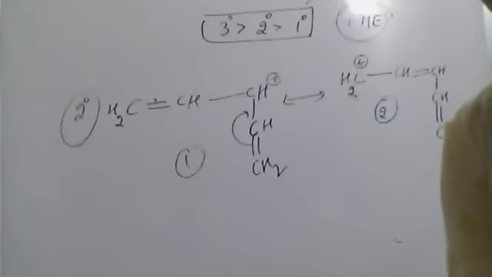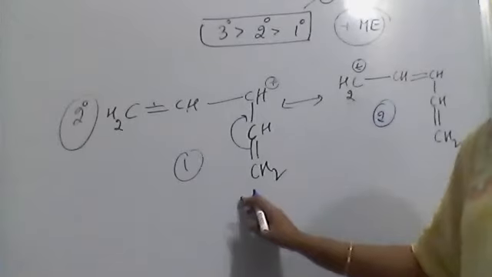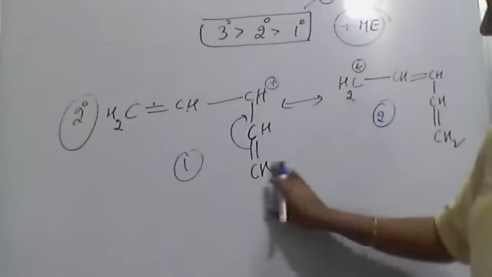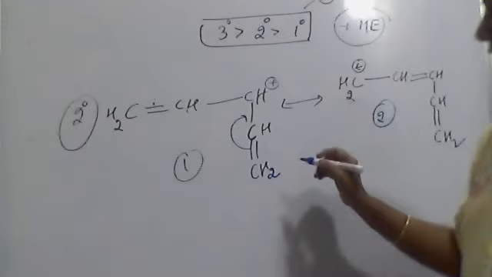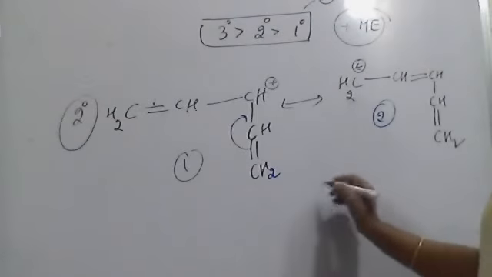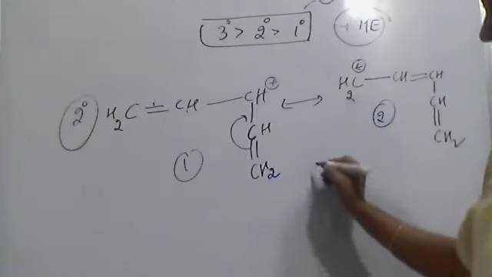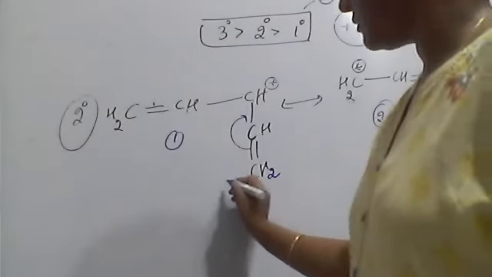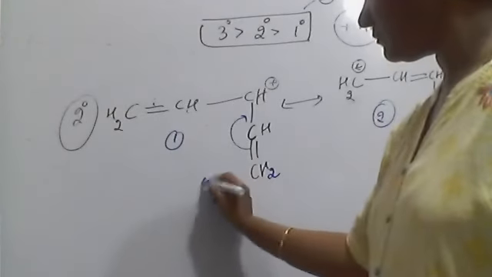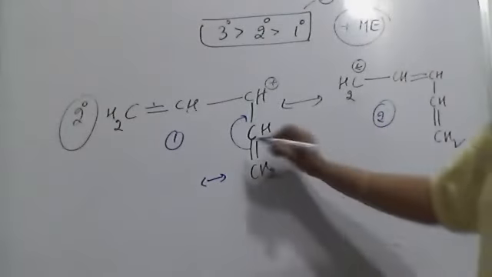We'll see this structure. Okay, I'm writing the third structure. See, this is interconvertible. I want some space. I'll write here. Okay, so see if this bond is shifted.